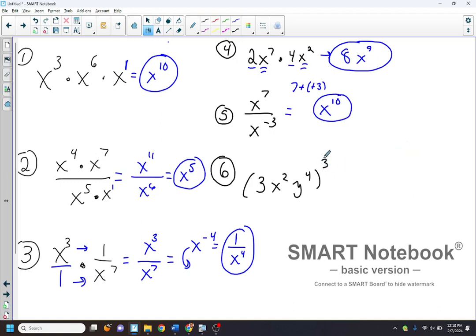Next one. When we have an exponent on a set of parentheses, we're allowed to distribute. The only time you're not allowed to distribute is if there's a plus or minus in the middle. That does not happen on this test.